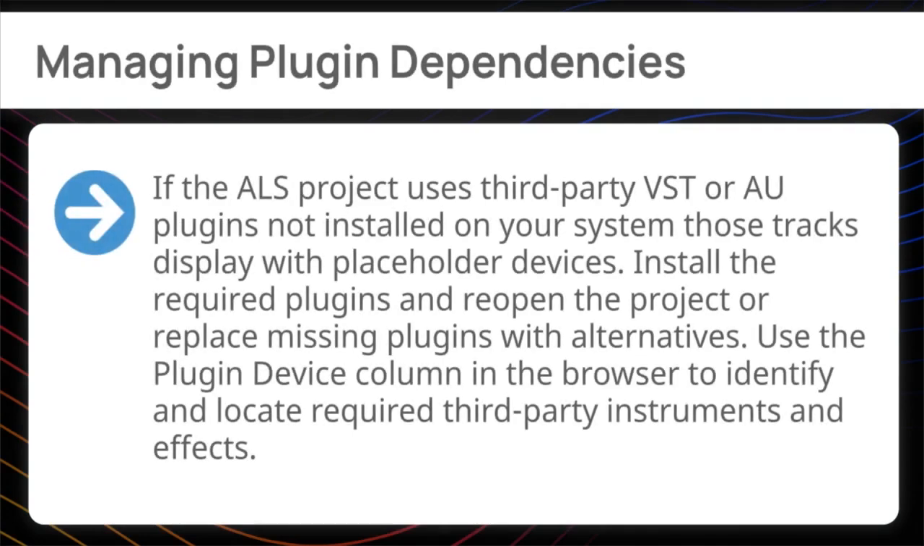If the ALS project uses third-party VST or AU plugins not installed on your system, those tracks display with placeholder devices. Install the required plugins and reopen the project or replace missing plugins with alternatives. Use the plugin device column in the browser to identify and locate required third-party instruments and effects.